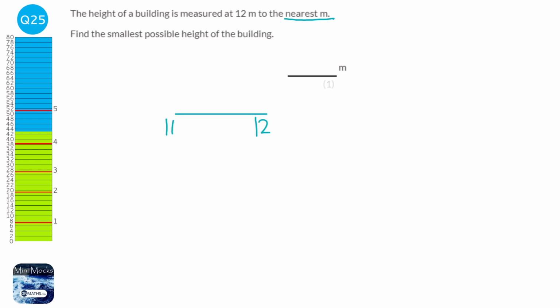And to find the minimum it could have been before rounding to 12, all we need to do is find the halfway point between 11 and 12, which is obviously going to be 11.5. So our answer is 11.5 meters.